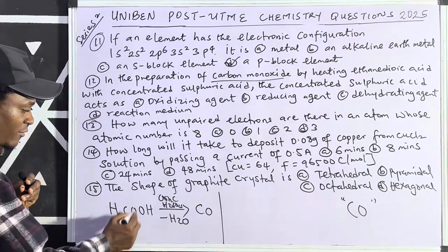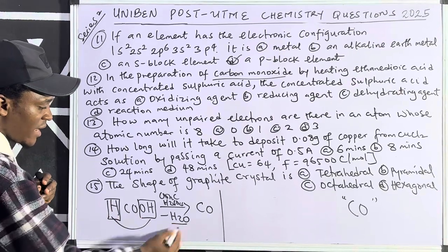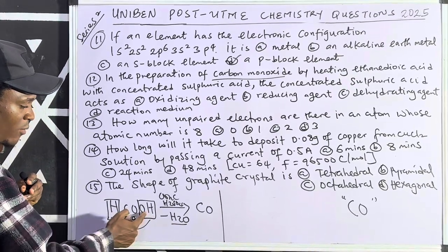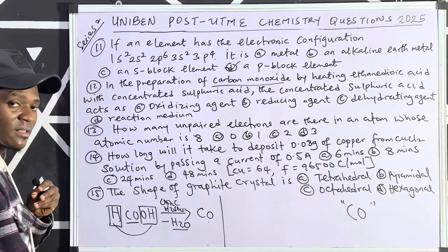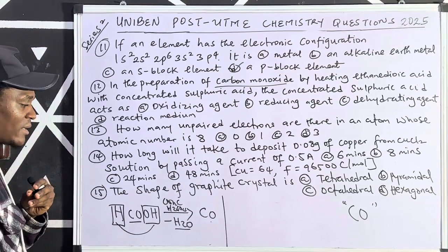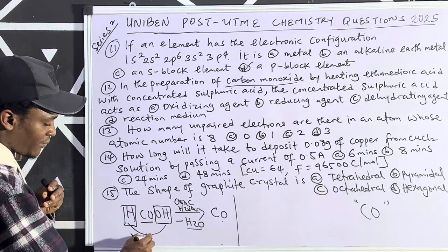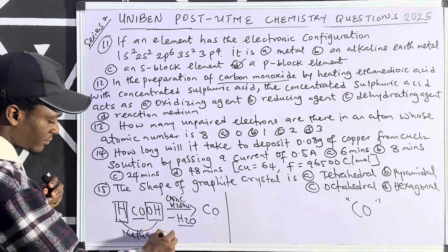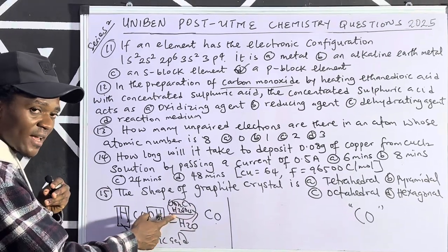And water can come in the form of OH and H in combination to give this guy H2O, because we have 2H and 1O. Then we are now left with what? We are left with CO to give us CO, which is carbon monoxide. This is the dehydration of methanoic acid, using concentrated sulfuric acid as the dehydrating agent.